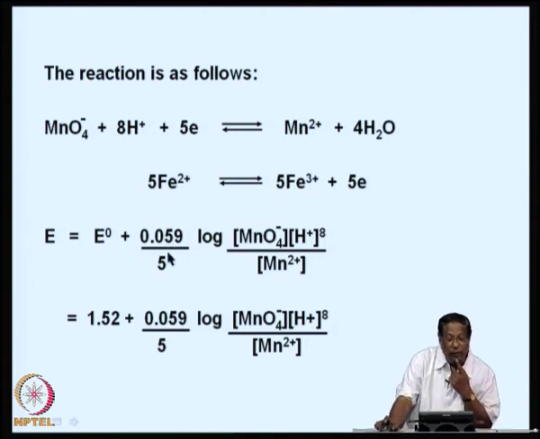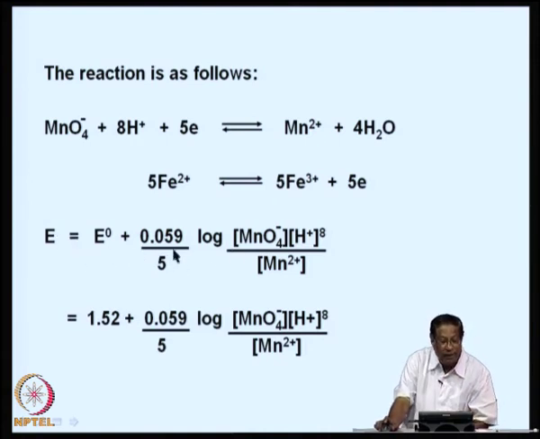Now, for this you can write an expression like this: E is equal to E naught plus 0.059 divided by 5, because it is a 5 electron system, times the logarithm of the products divided by the reductants. So, for manganese I have to write like this, and if I insert the value of E naught, I will end up with such an expression.